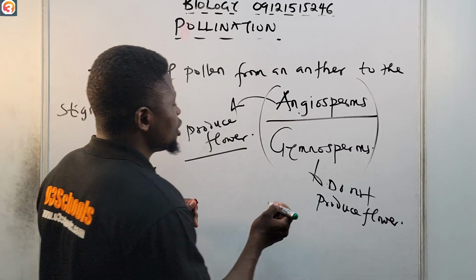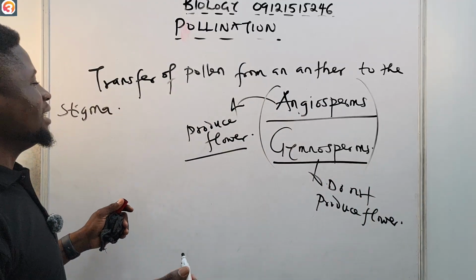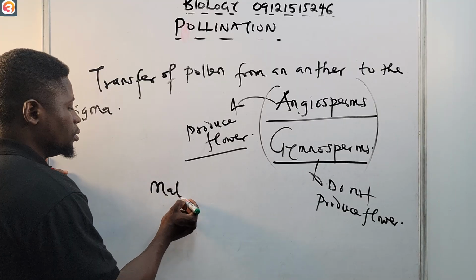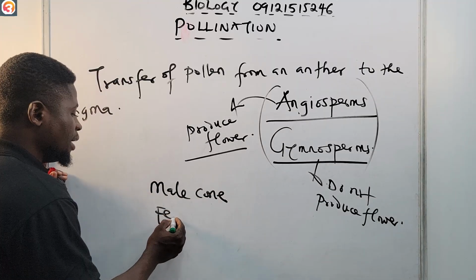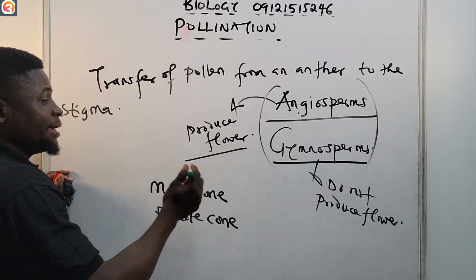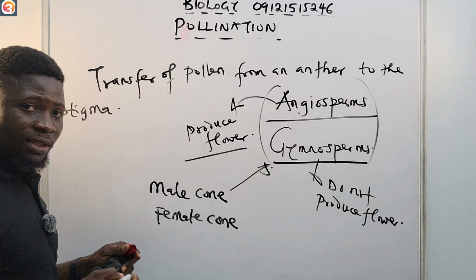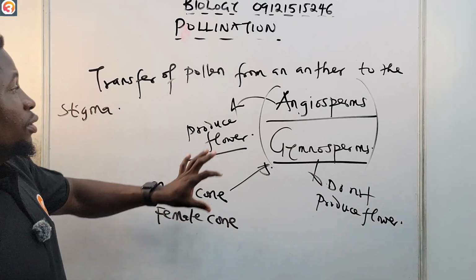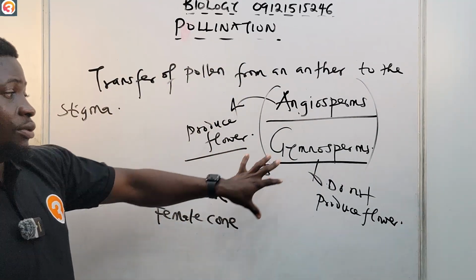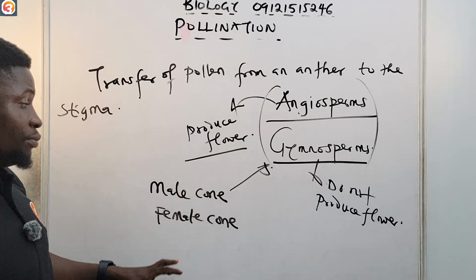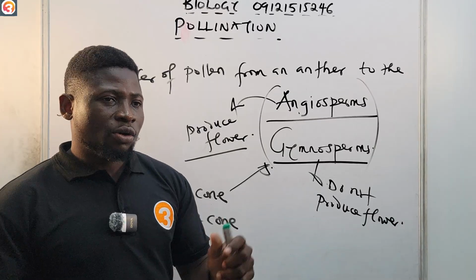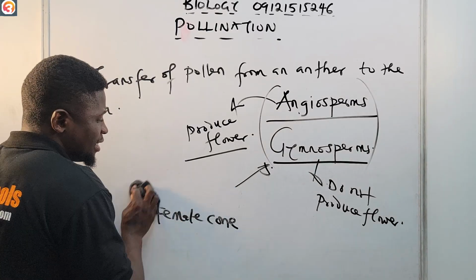For the gymnosperms, which do not produce flowers, we can define it as the transfer of pollen from the male cone to the female cone. So for the flower-producing ones, it is the transfer of pollen from anther to stigma, while for the ones that do not produce flowers, the gymnosperms, it is the transfer of pollen from the male cone to the female cone. Now let us move fast because of time.